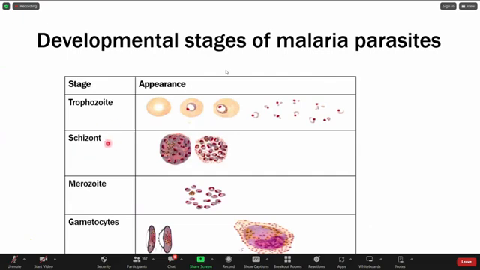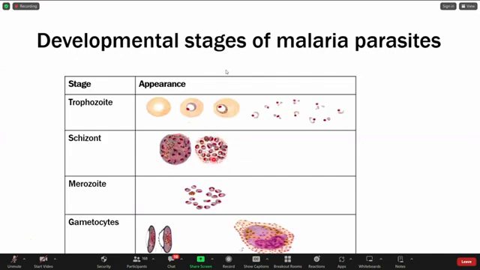Then there's another stage called a schizont. A schizont in an infected red blood cell has numerous red dots inside a cell, numerous red dots. Also, they have pigments. These golden yellow structures are pigments.